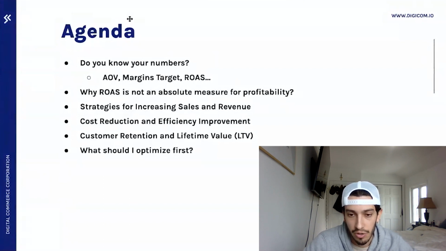We're going to talk about different strategies to increase sales and revenue, ways to bring down your costs and improve your efficiencies. We're going to look at LTV and customer retention. And then lastly, we're going to look at, obviously with all these different changes, what do we optimize first?